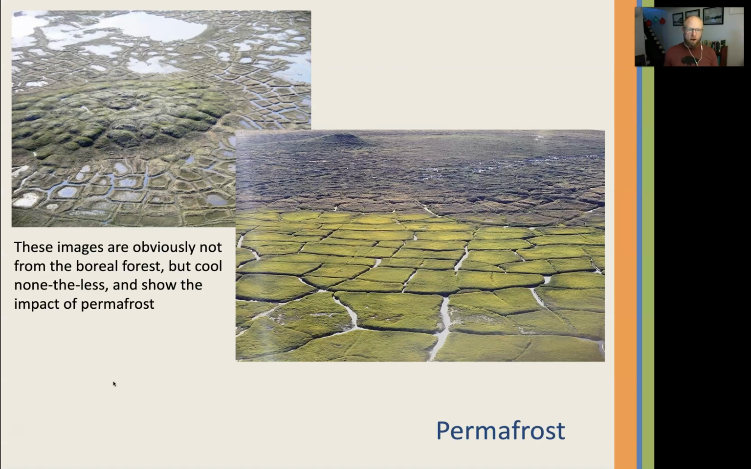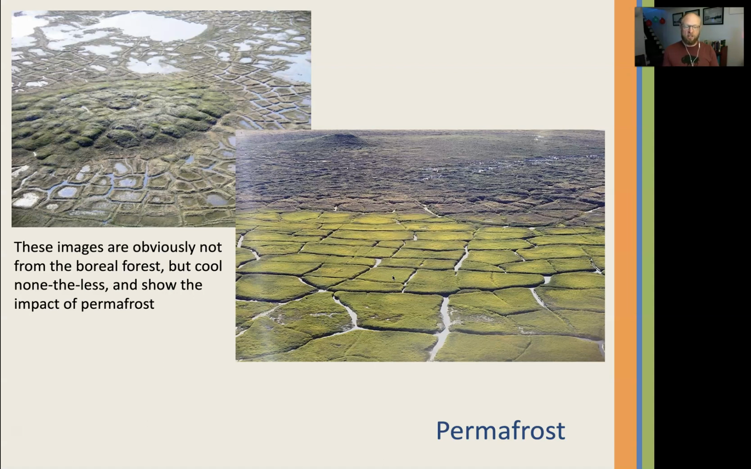These pictures certainly aren't the boreal forest, but they show the impact that the permafrost layer has. So you'll see pictures like this from the tundra. There's some really cool photos out there. There's a few photographers that specialize in aerial photography in the tundra, and they show this pattern of the soil being ripped apart as that permafrost layer freezes and thaws, because that water is expanding and contracting. So much like freezing temperatures can do a lot of damage to roads because of that freezing and thawing, same thing in the alpine here.